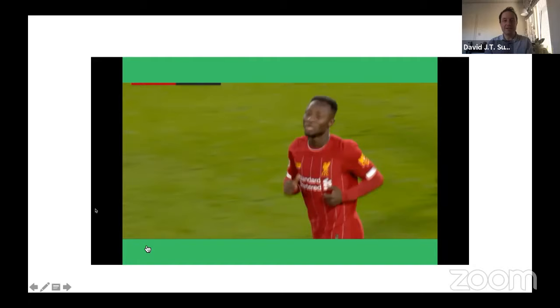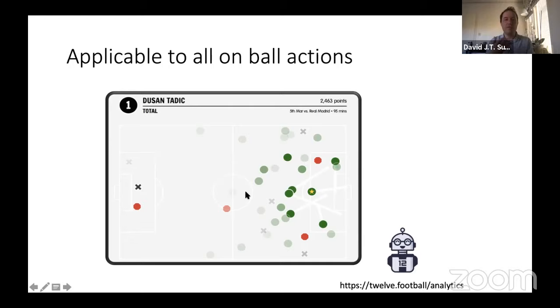Okay, and so we can do this for all actions. So I've discussed mainly passes, but we can do the same type of thing for interceptions, for headers, any type of action which is recorded. We use data from Opta, but we can do that for any particular action that's recorded on the field, and we can assign a value to those actions.